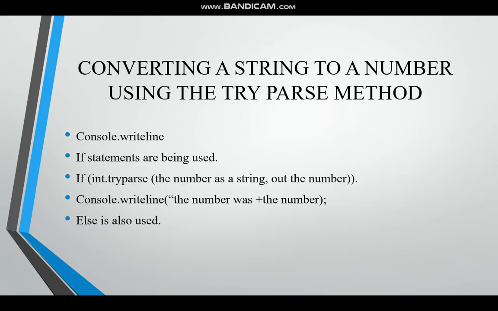Then converting a string to a number using the try-parse method. First of all, we have to understand what a try-parse method is. A try-parse method is a method that allows you to check the validity of a string before attempting to convert it to a specific type, and it returns a Boolean value indicating whether the conversion is successful or not.